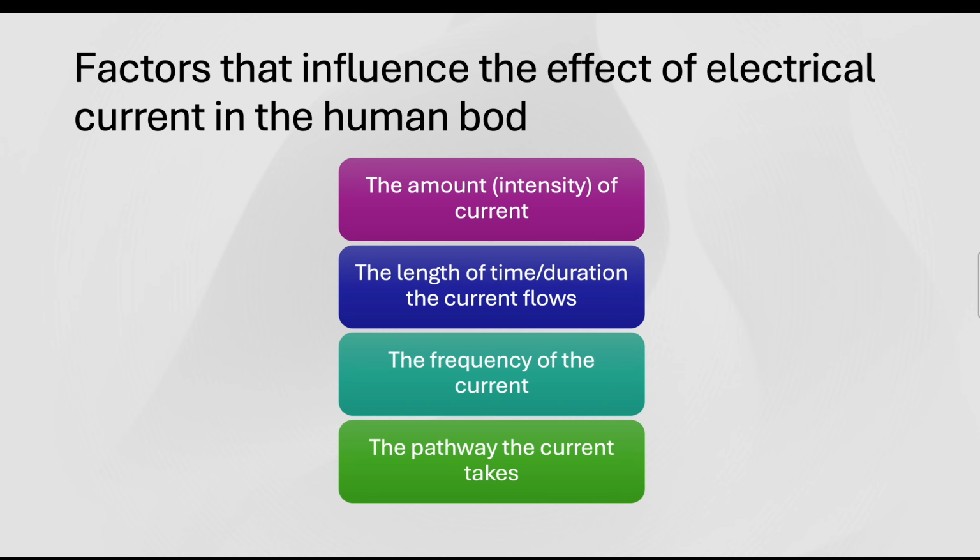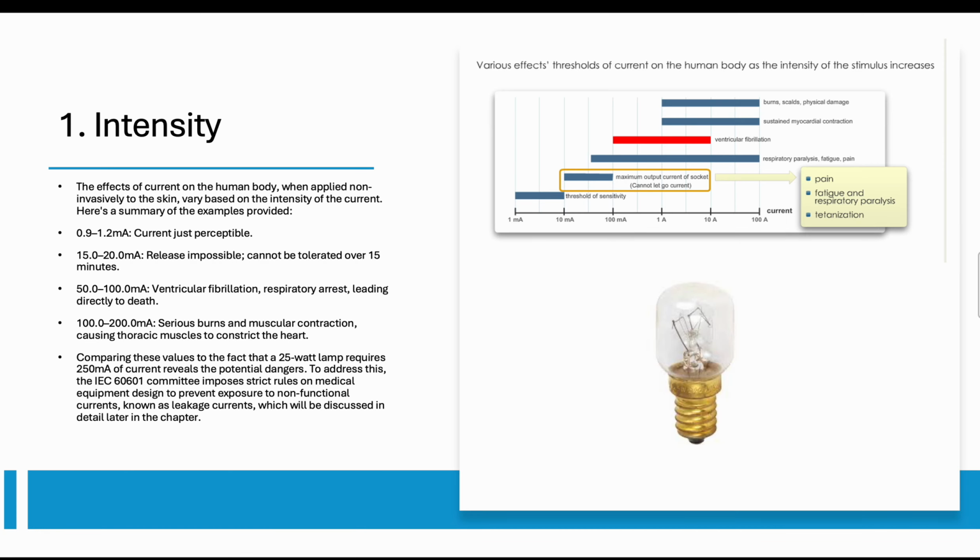So as you can see from the screen, there's four different factors that could affect the electrical current in the human body. The first one is the intensity of the current, the length of time the current flows, how long it stays in our body, how long the electrical shock is for. And next is the frequency of the current. And lastly, the pathway the current takes. So we'll go over the intensity of the current first. And let's break it down into four different ranges.